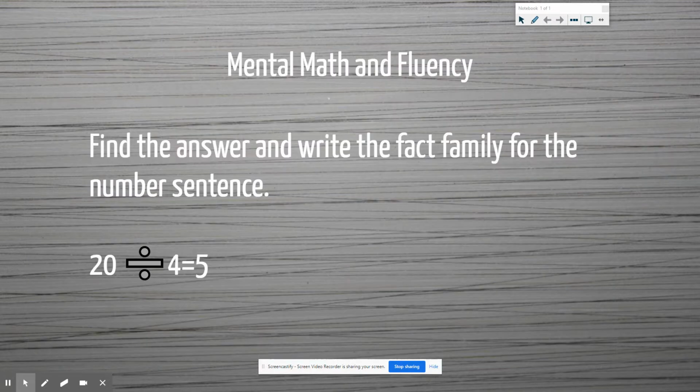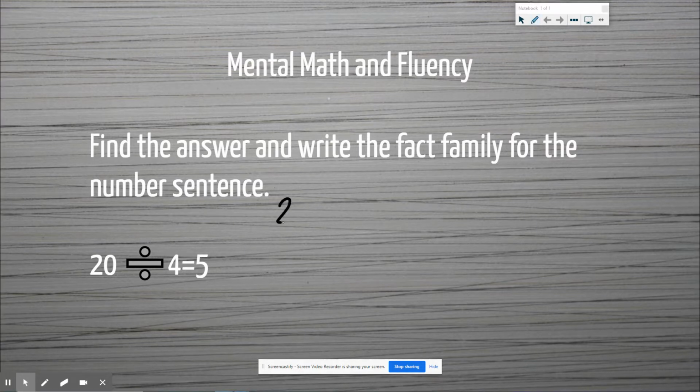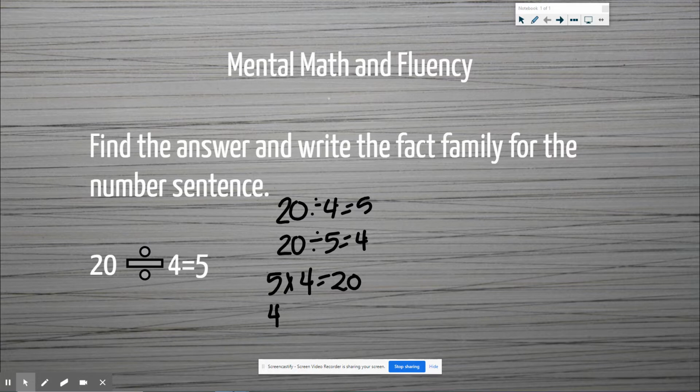So just in your head, I want you to answer and write the fact family for the number sentence. So write the fact family for this number sentence. So your fact family should be 20 divided by 4 equals 5. But then there's also 20 divided by 5 equals 4. And now we do the opposite and our multiplication. 5 times 4 equals 20. And 4 times 5 equals 20.